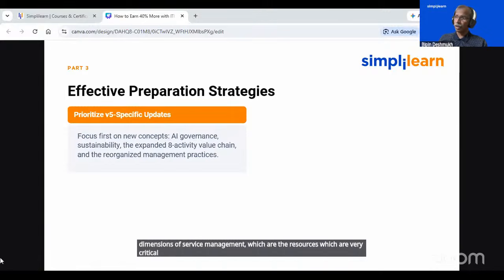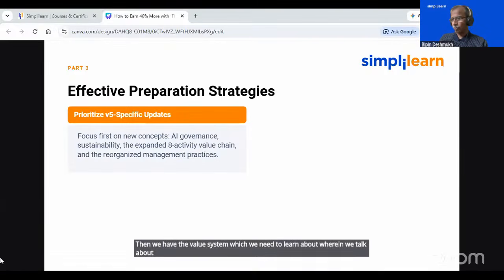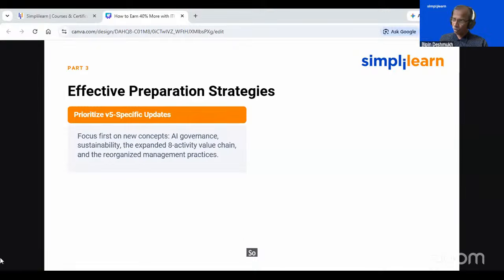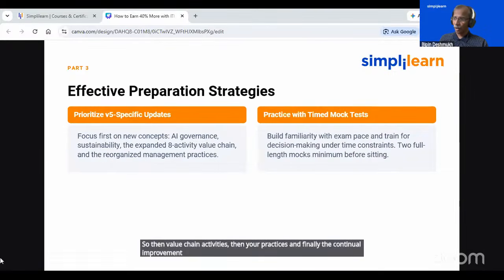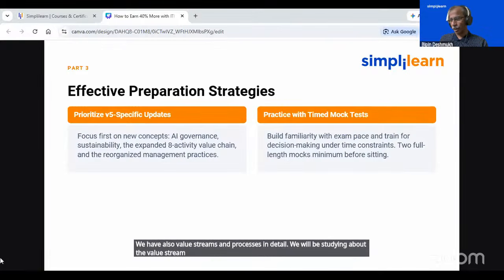Then we have the value system, which we need to learn about, wherein we talk about the overall value system, opportunities and demand, where we talk about the components of the value system, which are guiding principles, governance, then value chain activities, then your practices, and finally continual improvement. We also have value streams and processes in detail. We will be studying value stream mapping, value stream management, value stream analysis. These are very critical aspects which we will be talking about.